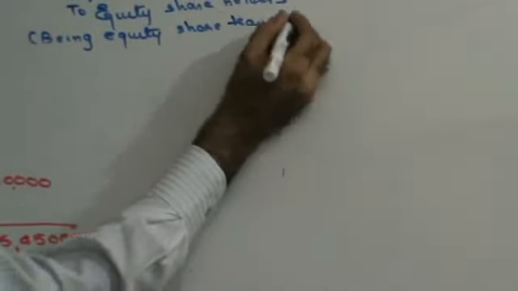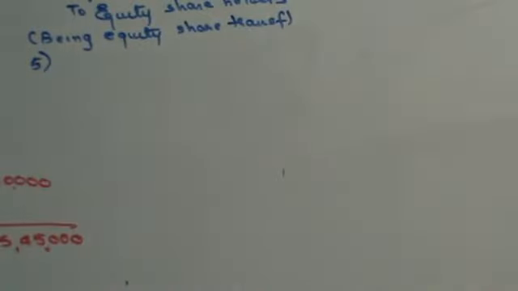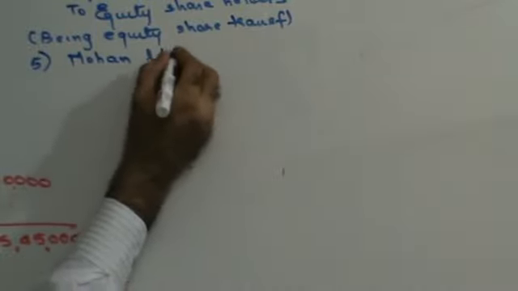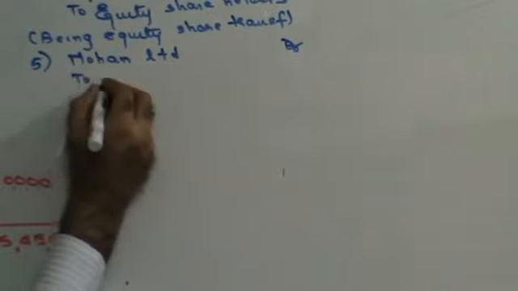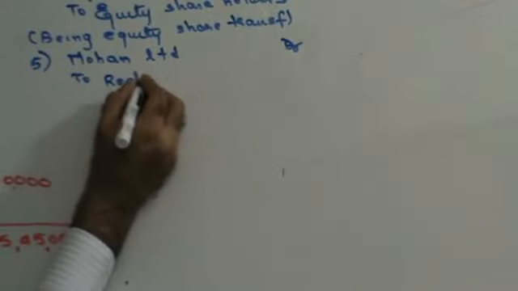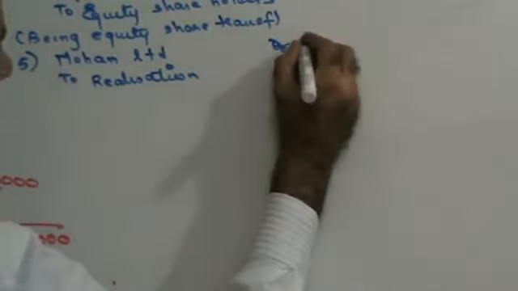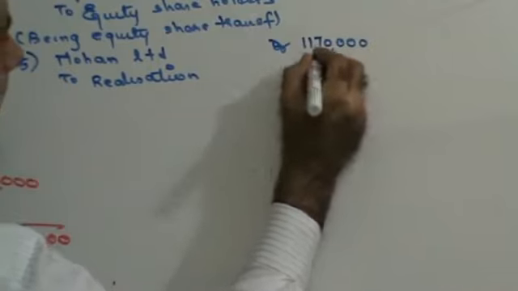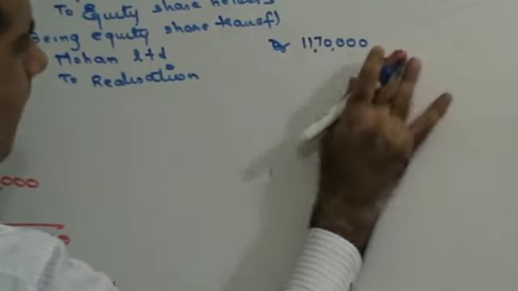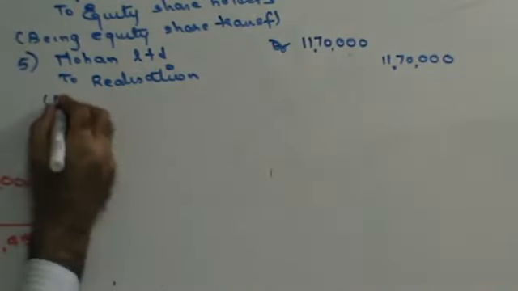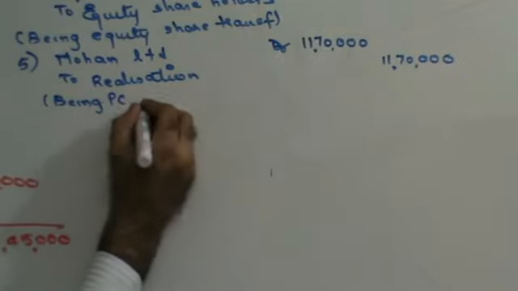Right? Next, once equity shares are transferred, the next thing that you need to do is you have to record the PC. So, who's the new company? Mohan is the new company. So, Mohan Limited debit to realization. Right? We had found the PC to be 11 lakh 70,000. Being PC recorded.